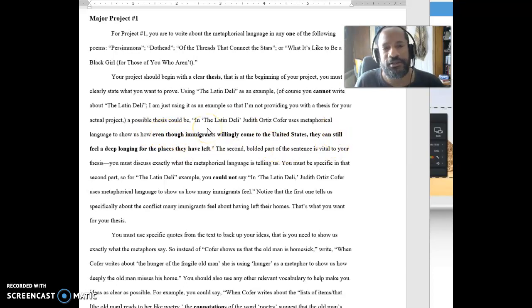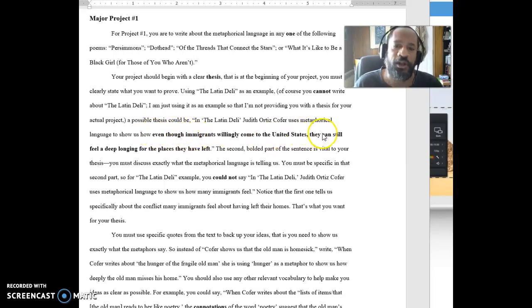If you have a thesis that says, in the poem Dothead, the poet uses metaphorical language to tell us a number of things, that's not going to work, right? You cannot do that. You have to, in your thesis, tell us what it is those metaphors are going to be telling us. And so you're going to have to decide that. That's the kind of thing I'm going to want to see in your discussion board. I want you to begin to tell us what are those ideas that we are potentially seeing in the poem, and how the metaphors help us get to that.